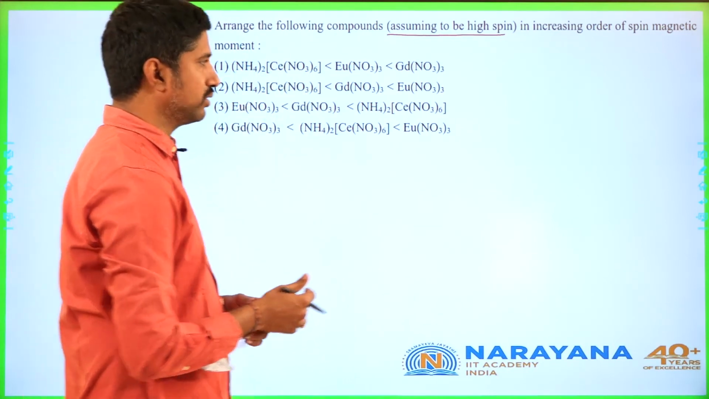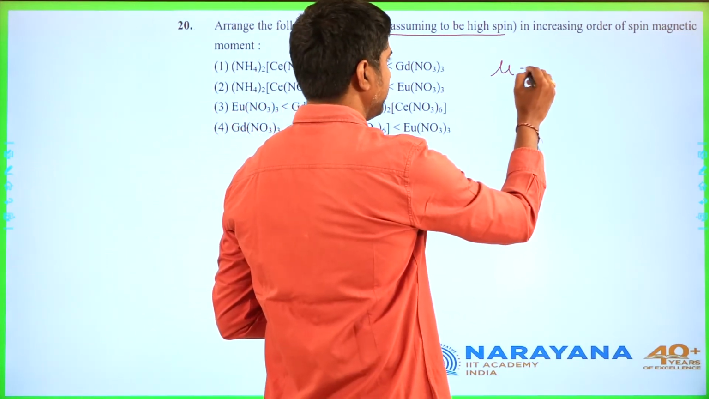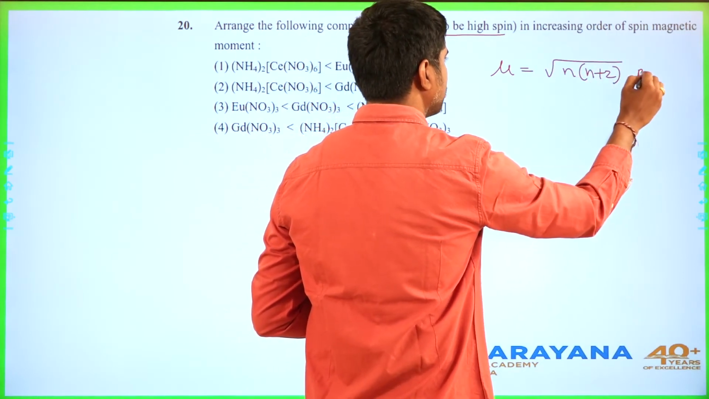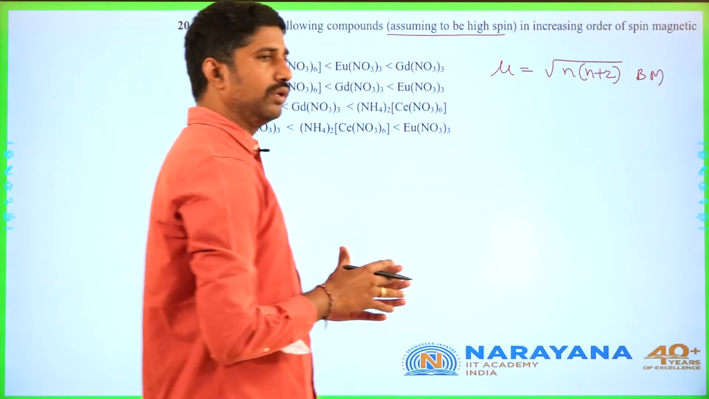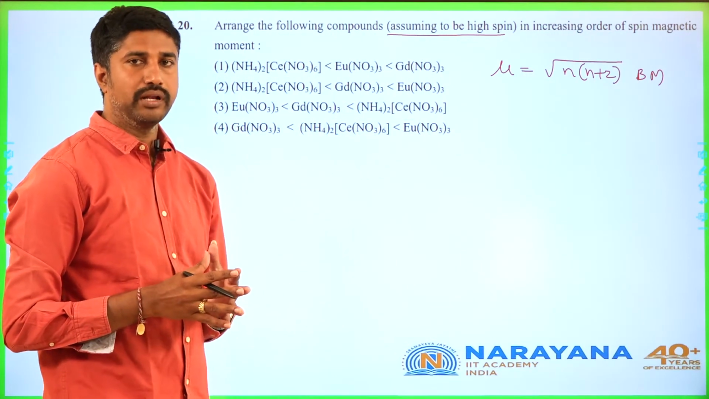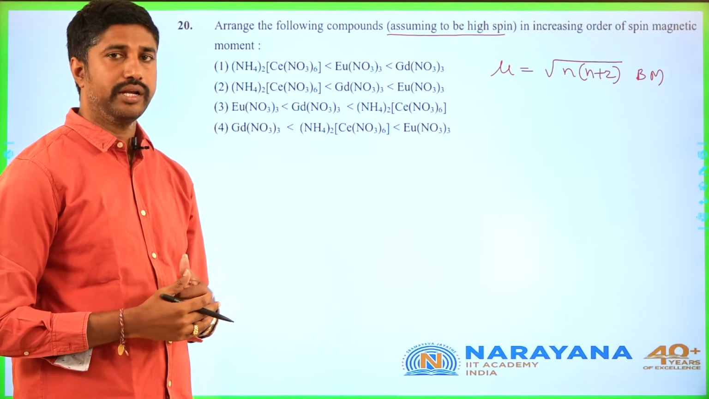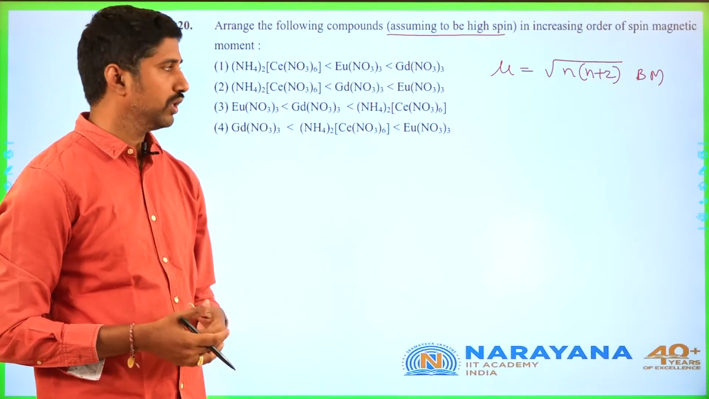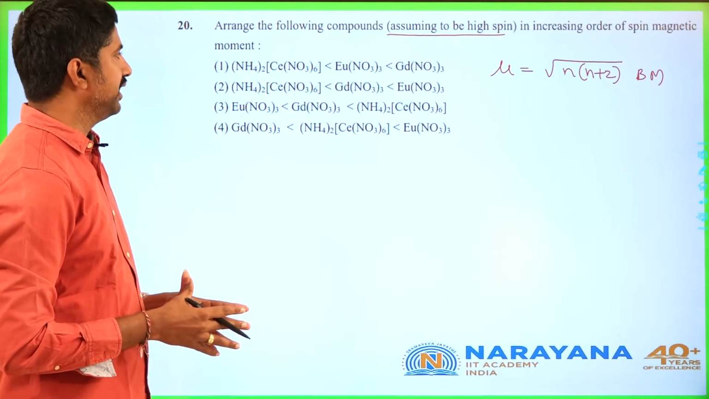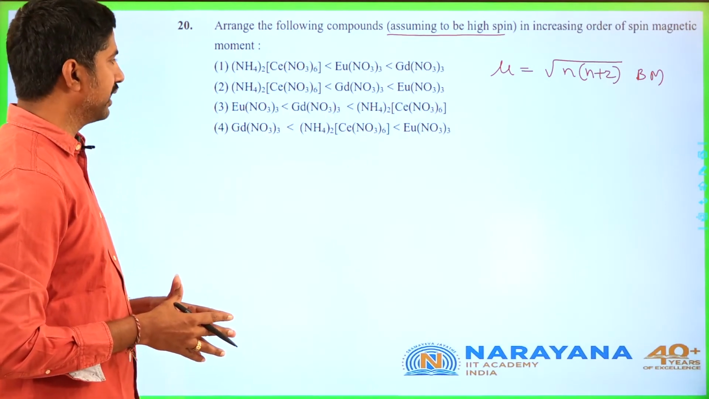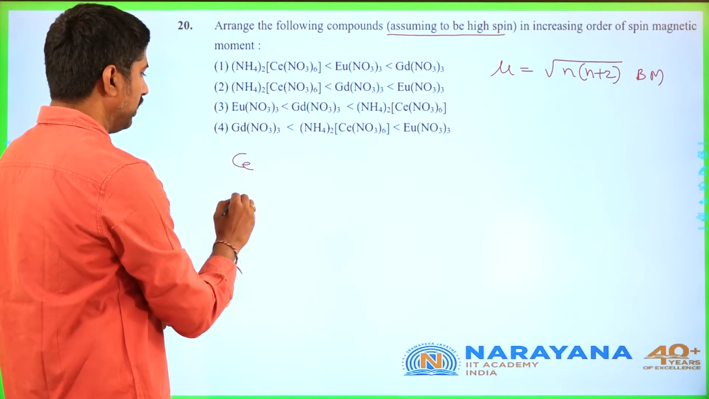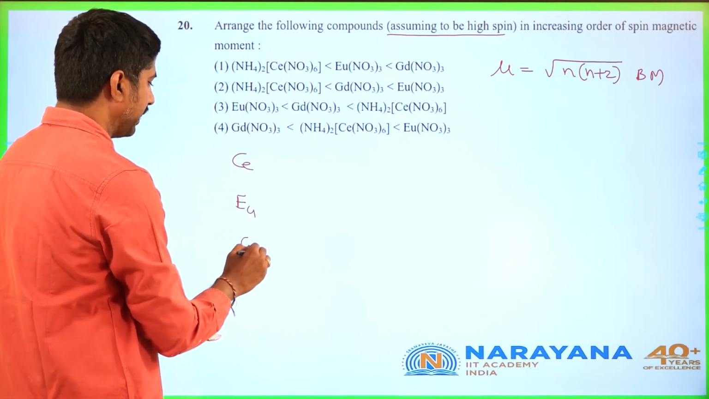So spin only moment, how do we calculate? Mu is equal to root of n(n+2) Bohr magnetons, we can use. So n stands for number of unpaired electrons. If a substance contains more unpaired electrons, its spin magnetic moment is also more. So identifying that, 3 compounds of 3 elements were given here: cerium, europium and gadolinium.